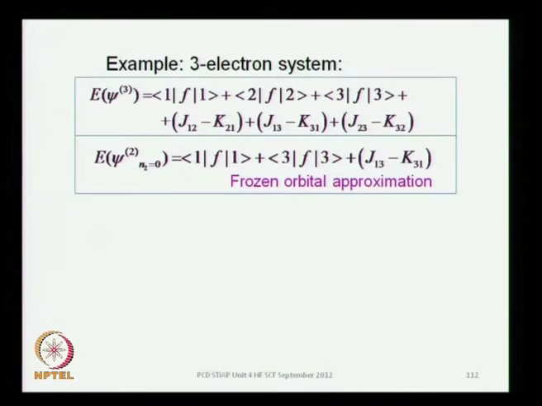So, the occupation number of the quantum state 2 will become 0. So, n2 becomes 0. This is a 2 electron system with n2 equal to 0, but n1 is equal to 1, n3 is also equal to 1. So, you are not touching those quantum numbers. Okay. What you are assuming is the frozen orbital approximation.